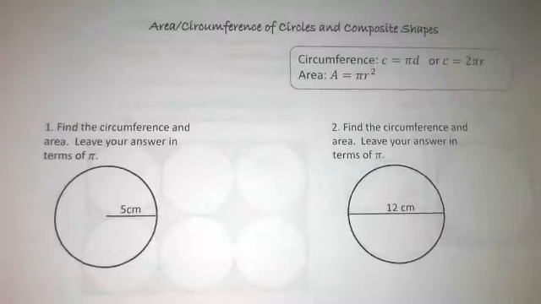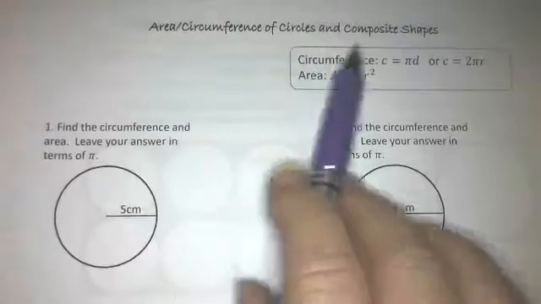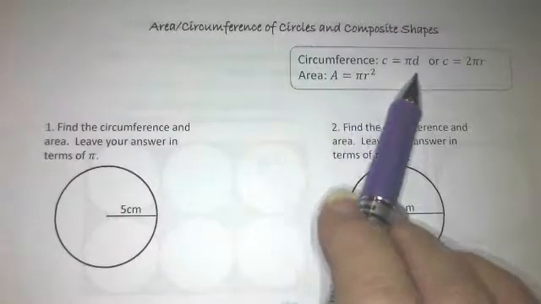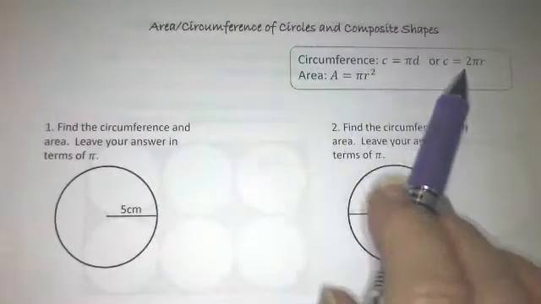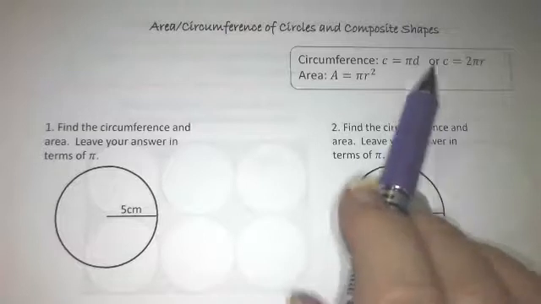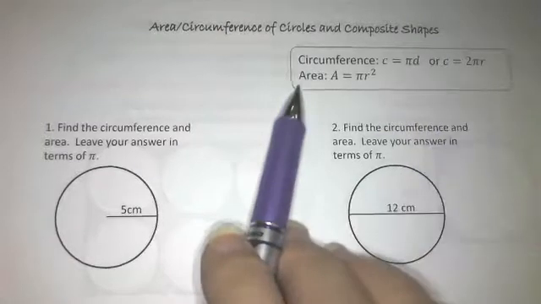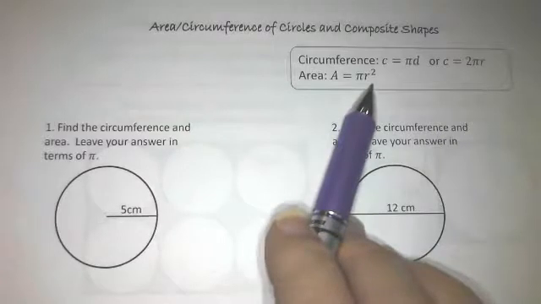Okay, today we're going to talk about the area and circumference of circles and composite shapes. You can see the formulas for circumference: pi times diameter, or circumference equals 2 pi radius. Of course, D stands for diameter, R stands for radius. I'm hoping everyone's got that. Area equals pi r squared.